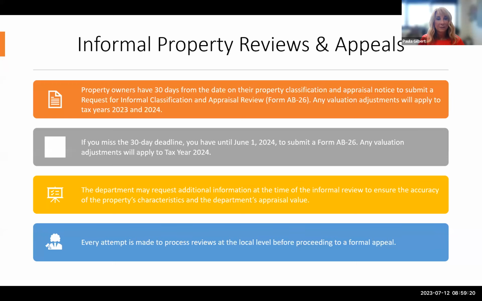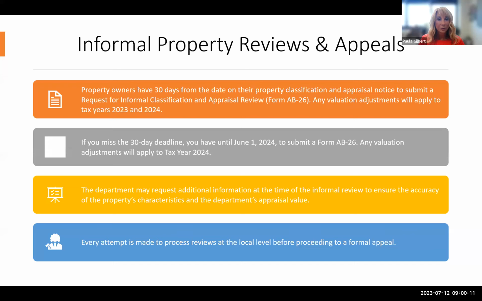If you don't believe that the value that we have on your appraisal notice is correct, you have the option to file what we call an AB 26 or an informal review with our office. That must be submitted to your local office, postmarked or emailed no later than 30 days from that assessment date. So if your assessment date is dated June 30th, then it would be required to be returned by July 31st, 2023 to be applicable for the 2023 tax year. If you miss that deadline, your appeal will be worked for the 2024 tax cycle, and the deadline to submit for that would be June 1st of 2024.